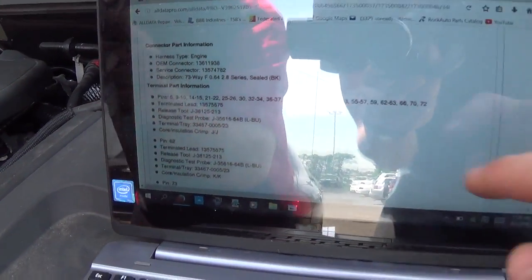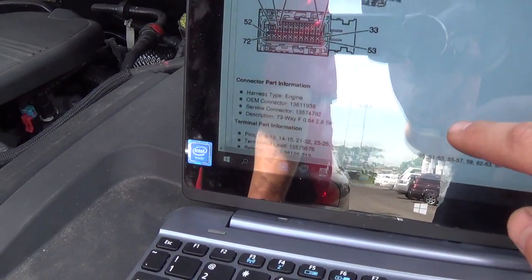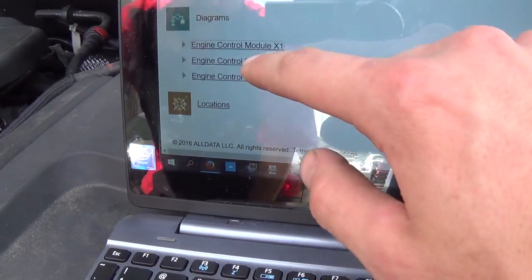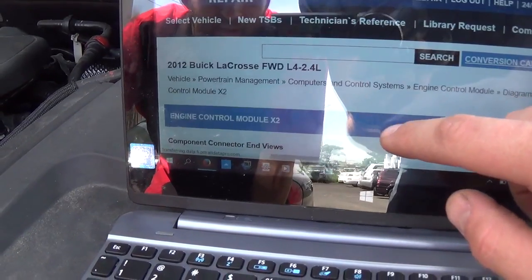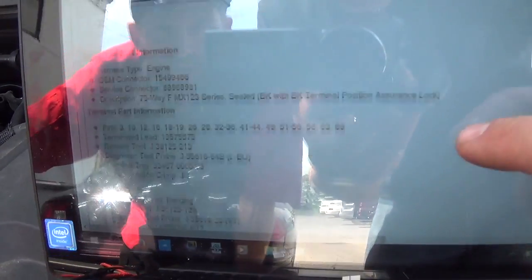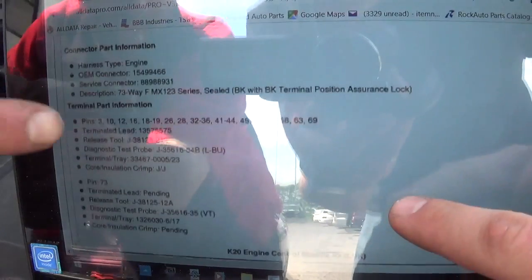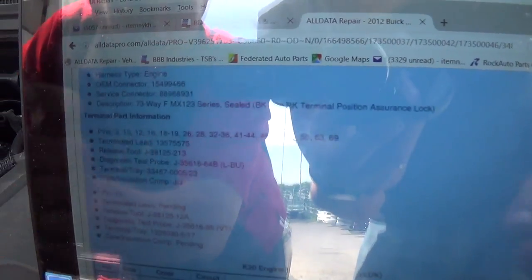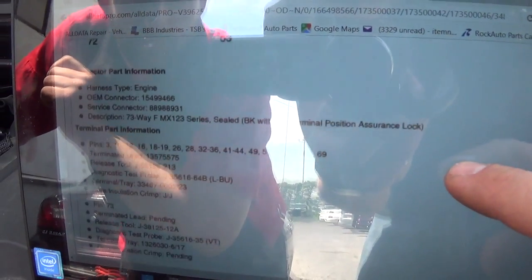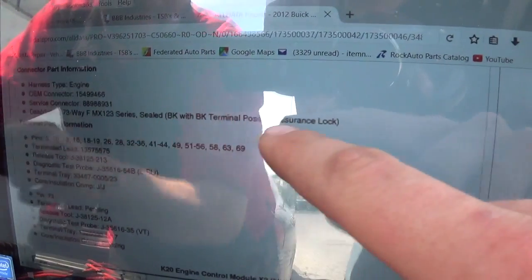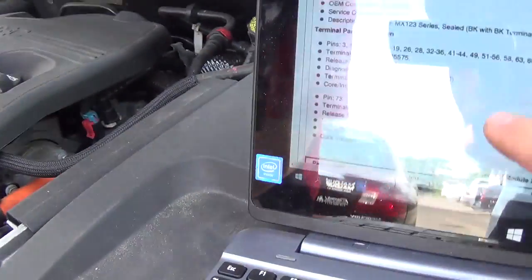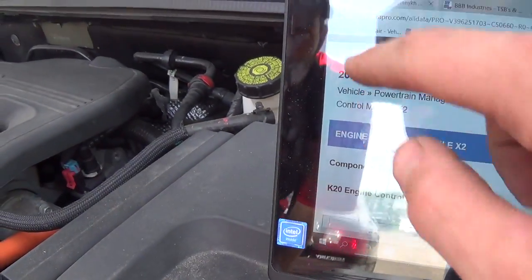And you can verify that. You can go back one and then go check like X2. And it should say something like gray. It'll say sealed gray. And then the other one will say sealed blue. Let's see, X2. And this says, let's see, where are we looking at? Oh, no, I'm sorry. Not this one. Diagnostic test probe. Oops, excuse me. Yep. Connector. Black with a black terminal position assurance lock. So this is black with black terminal position assurance lock. Okay. Let's go back to X1 one more time there, just to verify. Okay. Because it didn't mention the lock in that one, if I'm not mistaken.